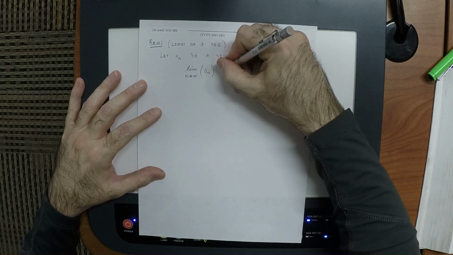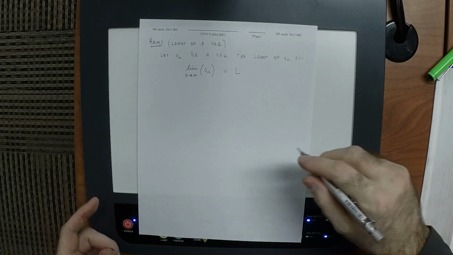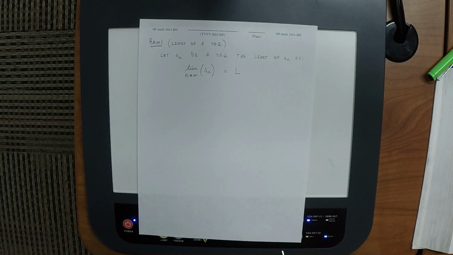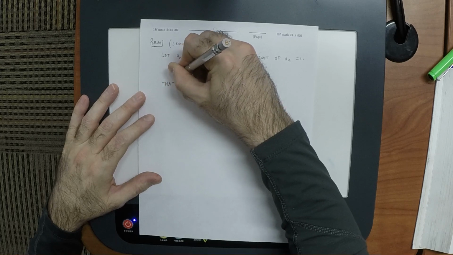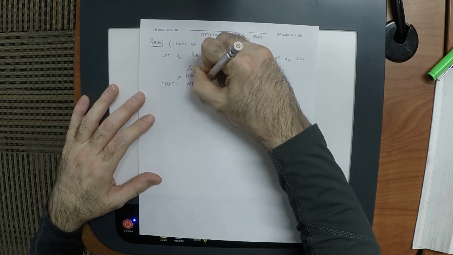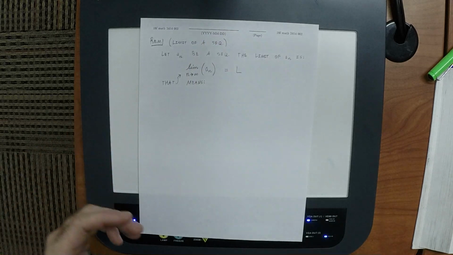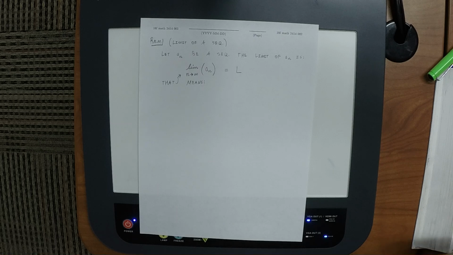Okay, and you say that it's equal to L. So this is assuming it exists, right? Because the limit need not exist. And what that means, to say that the limit is L.